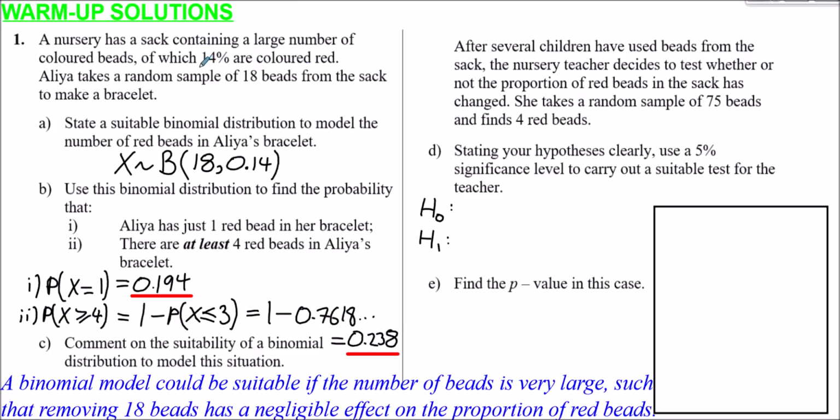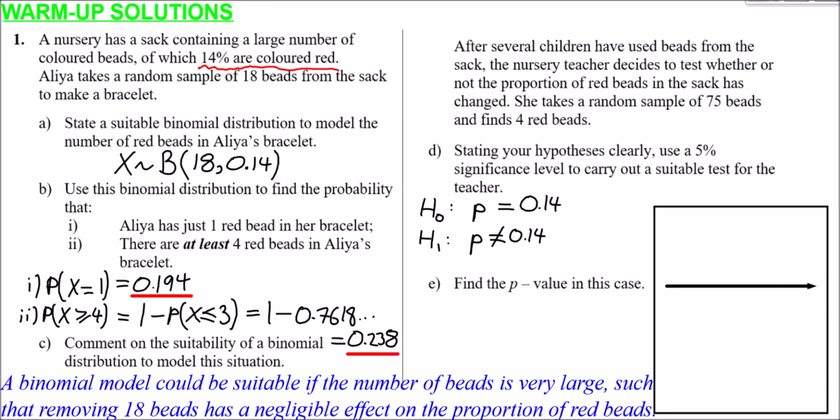So what we're told here is that 14% of the beads are red. So H0 is that that's going to still be the case. So we can assume the probability of a red bead is going to be 0.14. But what's happening here is we want to see whether or not the proportion of red beads in the sack has changed. It doesn't say if it's changed on the large side or gone lower. It just means, is it different? So this is actually, without quite saying it, a two-tailed test. So our alternative hypothesis, H1, is that p is simply not 0.14.